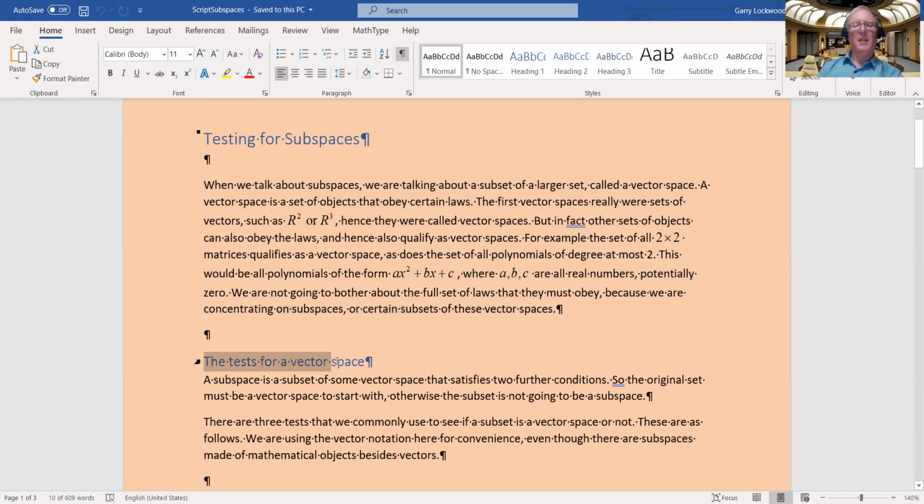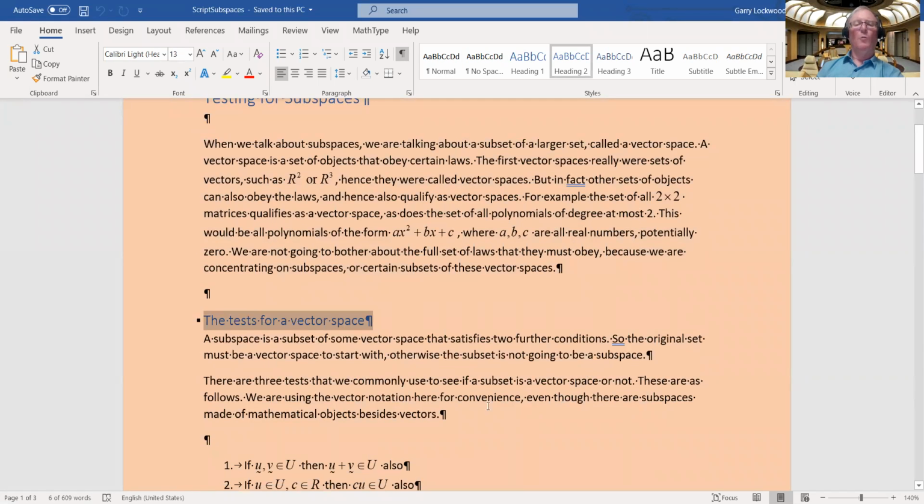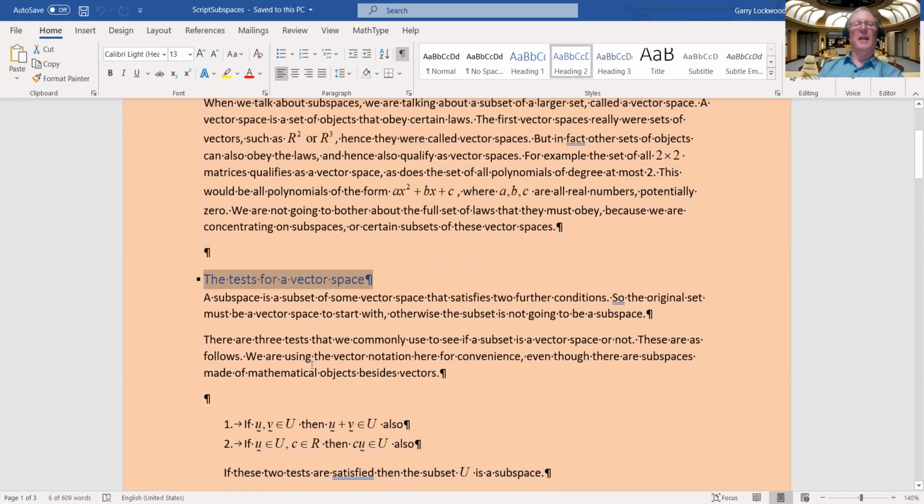So there are two tests for a vector space. One of them is closure under addition, and I should mention that I'm using the vector notation here for convenience, even though these things U and V may not in fact be vectors. They might be matrices, they might be polynomials of degree less than or equal to something, 2, 3, whatever. I'm not using the bold for vectors because I can't do it on the board. I see no point in using something in print that I can't do on the board or when I'm working with students with a pen and paper.